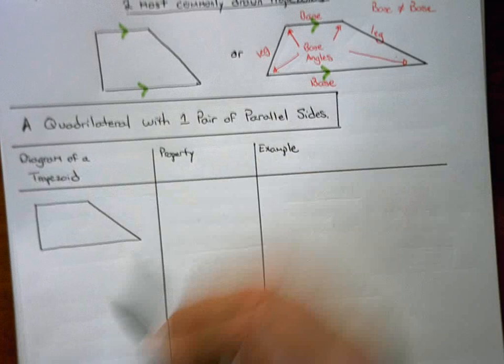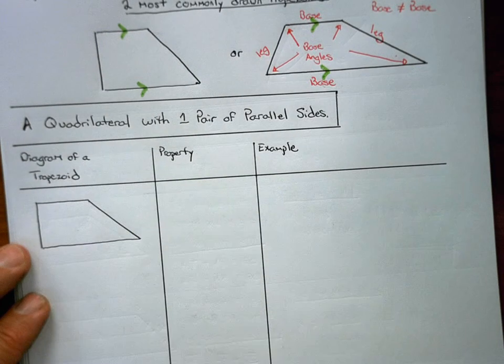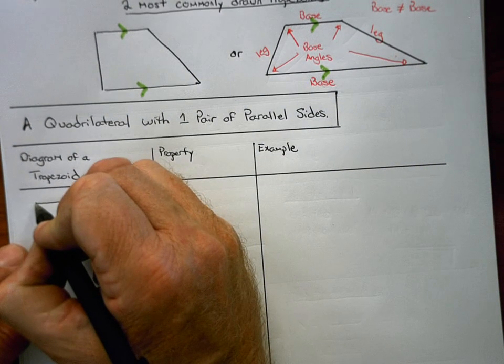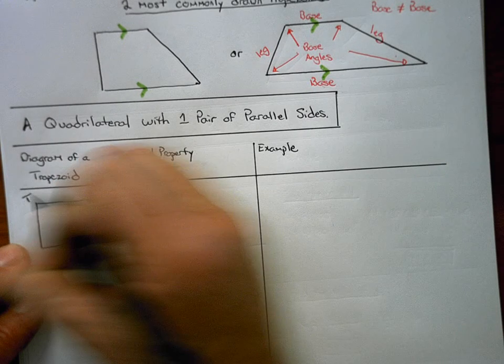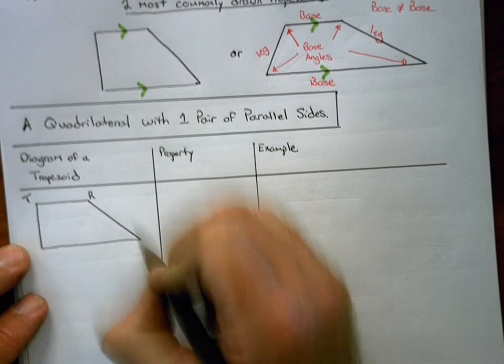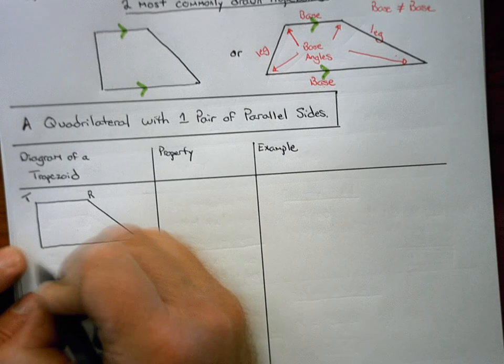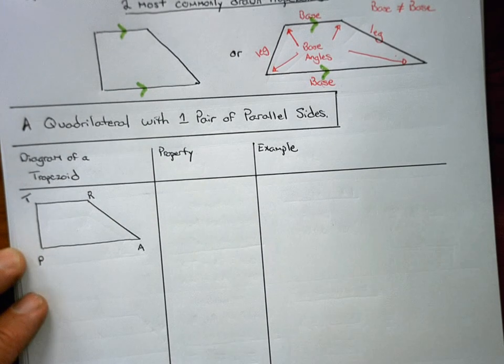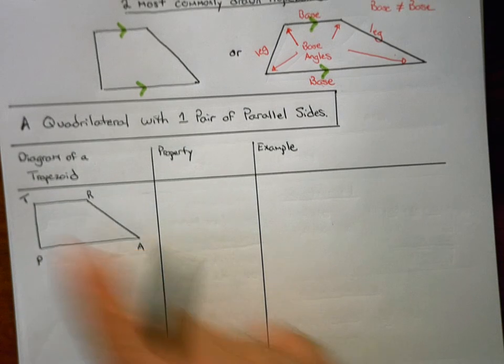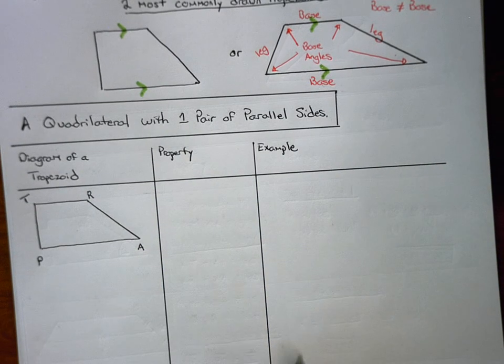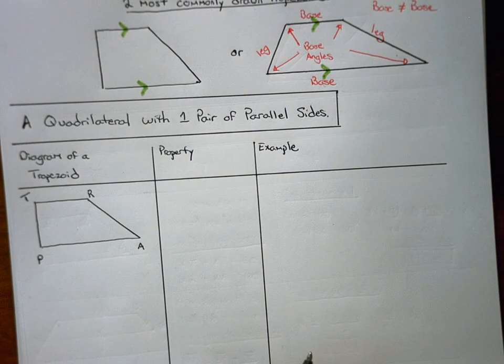Okay? So draw that. Label the vertices. Watch this. This is going to be super creative. T R A P. T R A P. That's fresh. No cap.